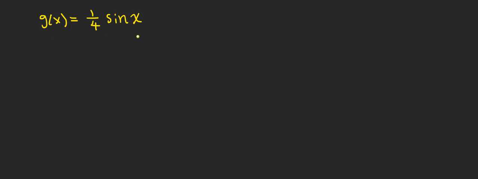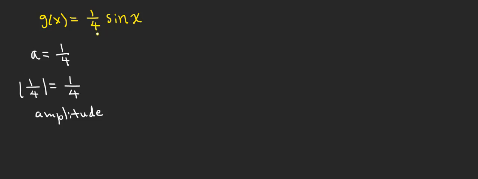Let's try to graph this without the help of a graphing calculator. So what is A? A is 1 over 4. And what's going to be the amplitude? Well, the amplitude is the absolute value of 1 over 4. So the amplitude will be 1 over 4. Now, if you want to graph 1 over 4 sine of x, you probably want to start by graphing sine of x.